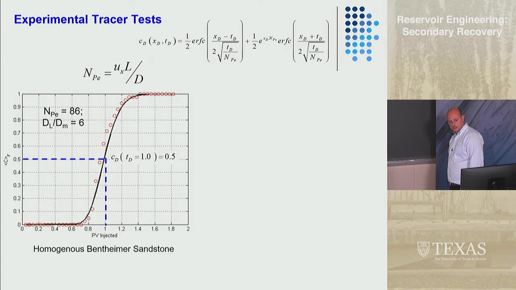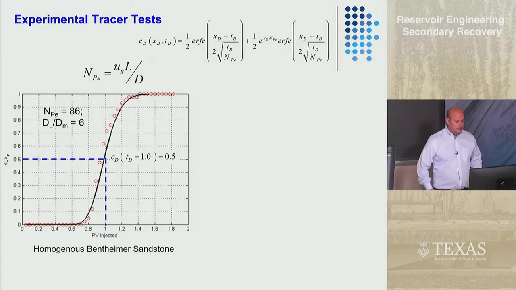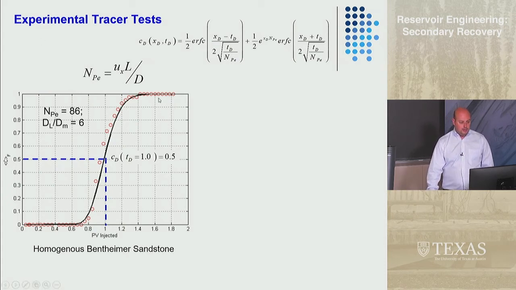I'd like to show some real data. These are some experiments we did in the lab. The red points are the data, and then we fit our equation to that. Here's that extra term I mentioned before. We don't have to worry about it, but I went ahead and did that. You can see that this equation fits the data very well, and this corresponds to a Peclet number of 86 or a dimensionless dispersion coefficient of 6.